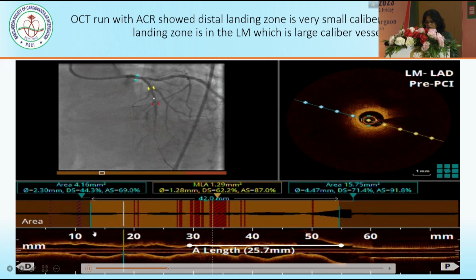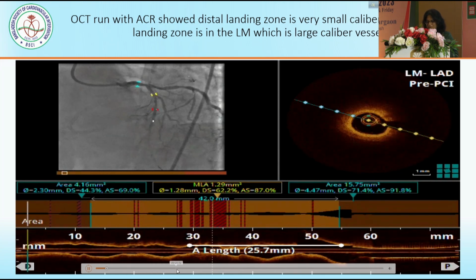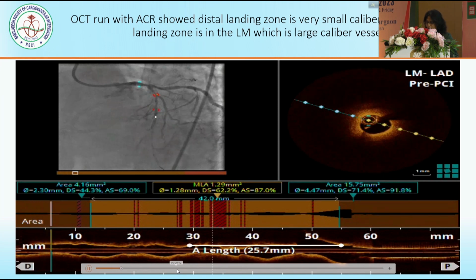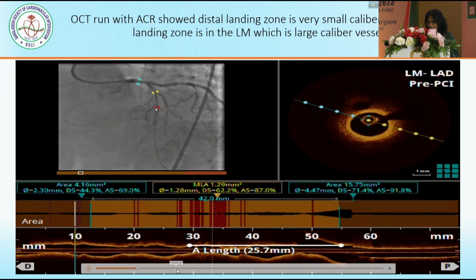Is it running? Okay. I need to hurry this. And the proximal landing zone is quite large caliber at 15.75 millimeters square. I'll be moving on.